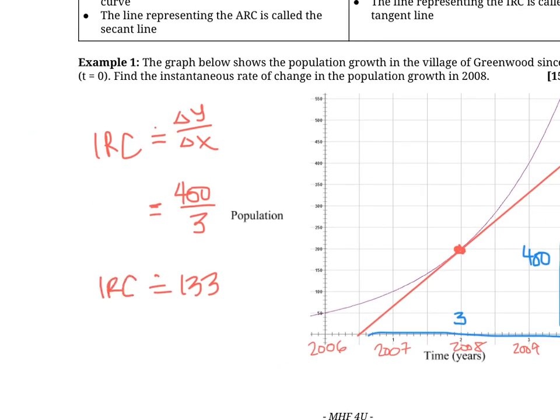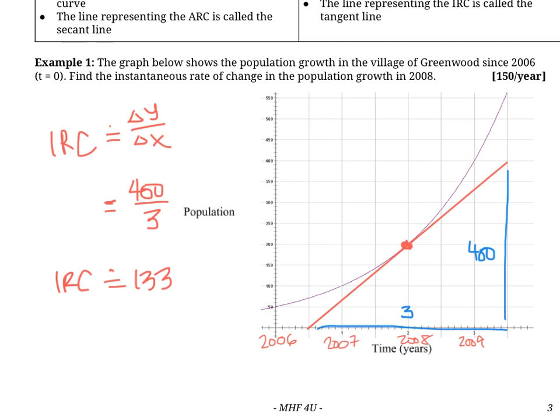Again, we need to include units here. So remember, the y part is population, so people basically, and the x part is years. So the unit for this is 133 people per year. I'm going to put ppl per year. Now, if you look, the answer to the question up here is 150 people per year.